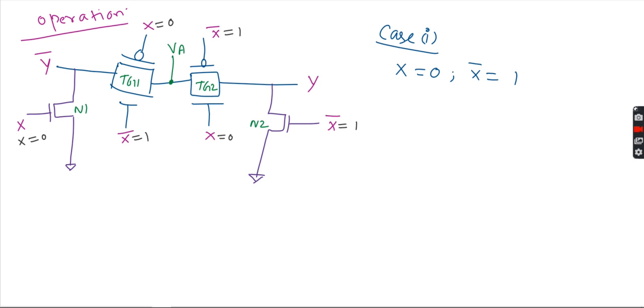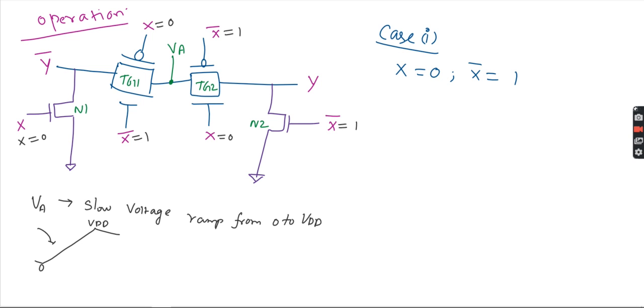Now when I do this, we need to know what this VA actually is. The VA is nothing but a slow voltage ramp from 0 to VDD. It's very simple. If you want to draw it, the VA is like this. This is 0 to VDD. This will be your VA.